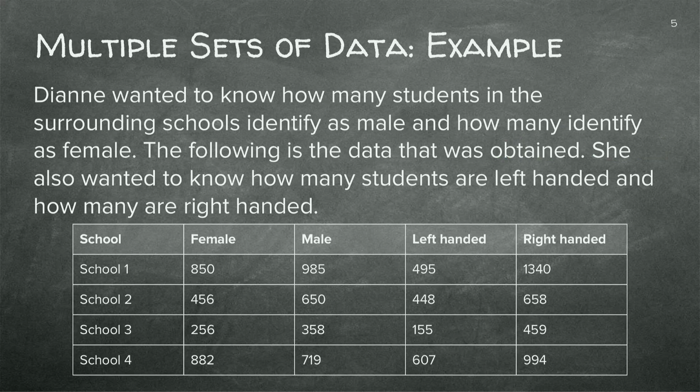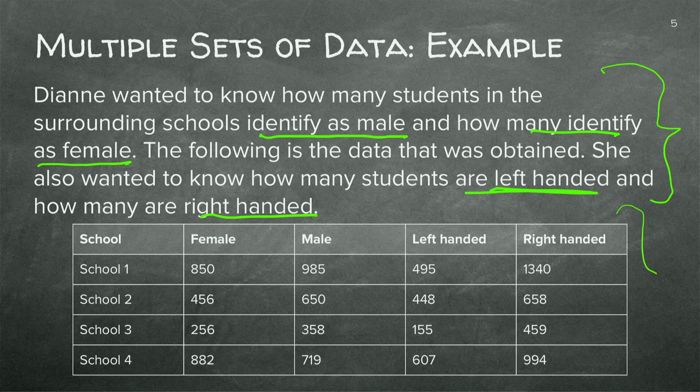Now let's look at a quick example. First, I'm going to read the question, read it with me, and then we'll look at what they want to know. Diane wanted to know how many students in the surrounding school identify as male and how many identify as female. The following is the data that was obtained. She also wanted to know how many students are left-handed and how many students are right-handed. You can see that the data that was obtained is shown in this table.